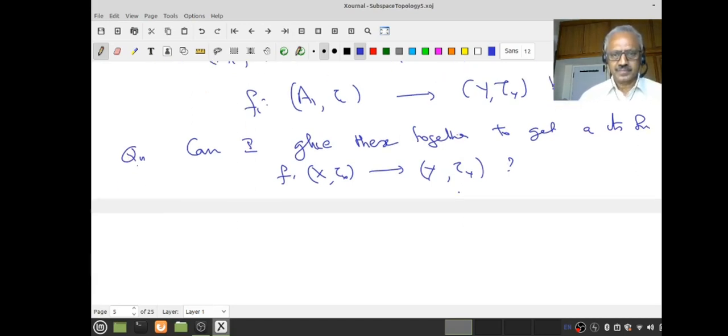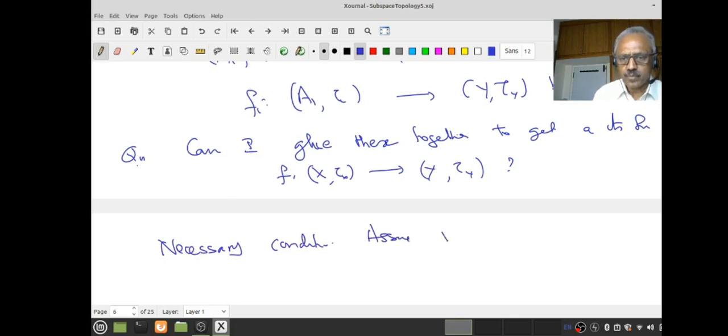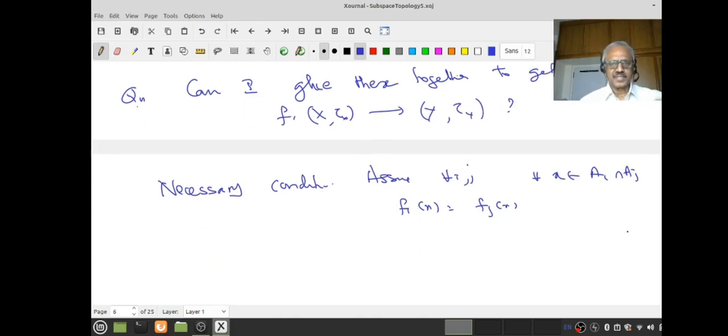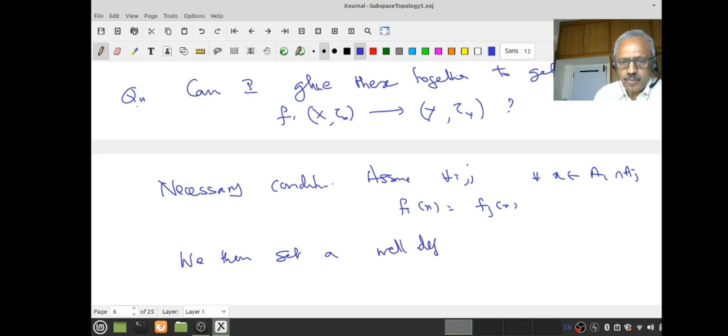Alright. The first thing is, set theoretically, to get a function we already know there is a necessary condition. What is the necessary condition? Assume for all i and j, fi of x equals fj of x for x in Ai intersection Aj. This is a necessary condition. Only once I have this do we have a well-defined function f from the set x to the set y.